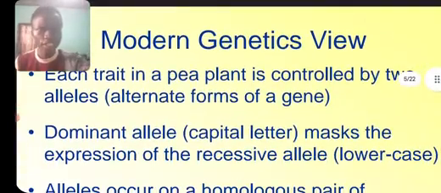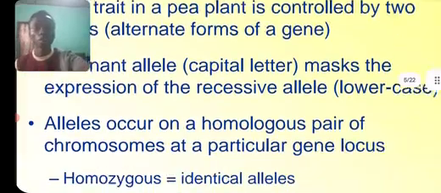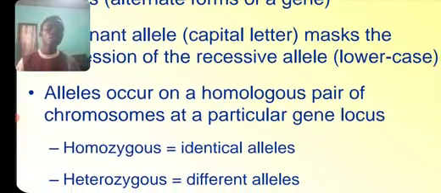Now in modern genetics, we have a way we look at this monohybrid inheritance. Each trait in a pea plant is controlled by two alleles. These alleles, for those who don't know, are the alternate forms of a gene. The dominant allele, which is the capital letter we looked at earlier, masks the expression of the recessive allele, which is the lowercase. Alleles occur on homologous pairs of chromosomes at a particular gene locus.